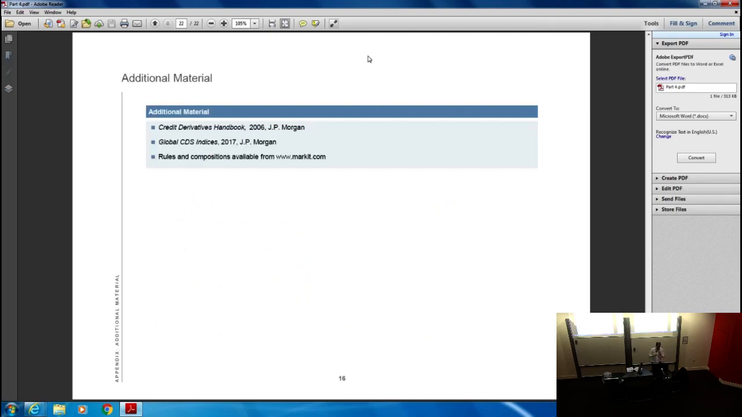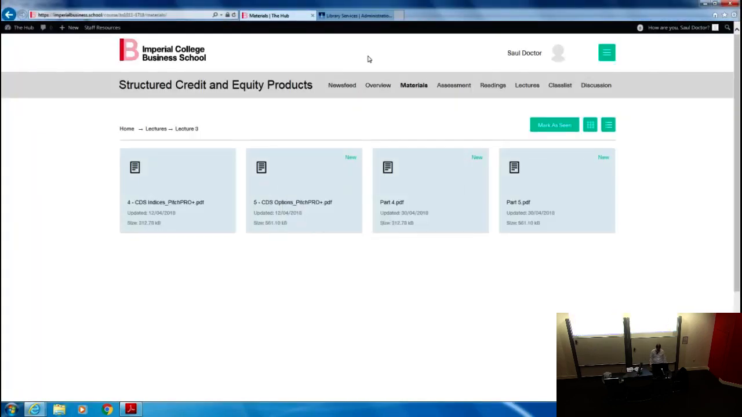There is a bunch of additional material if you want to look at it, and the index rules and composition are available from the market itself. Any questions on indices before we switch on to options? Anyone? Crystal clear? Super.